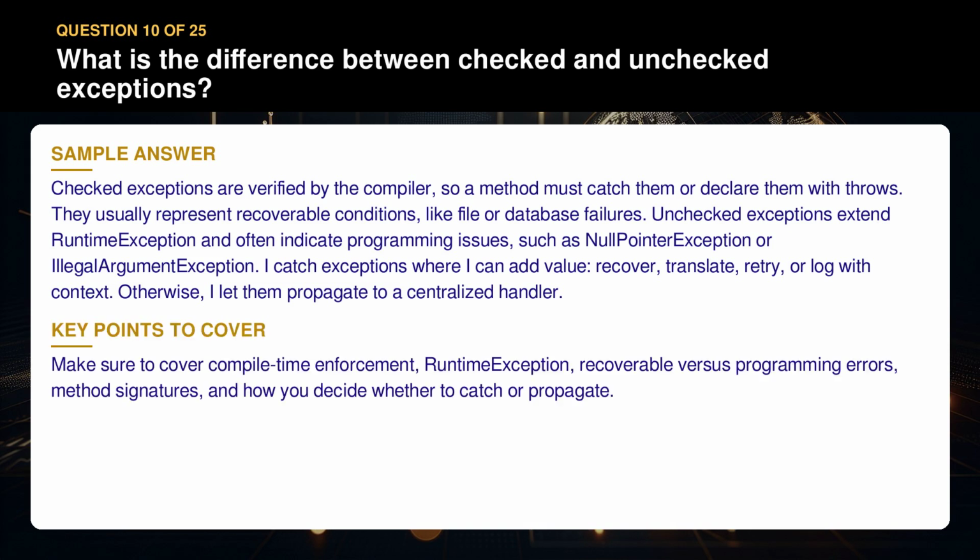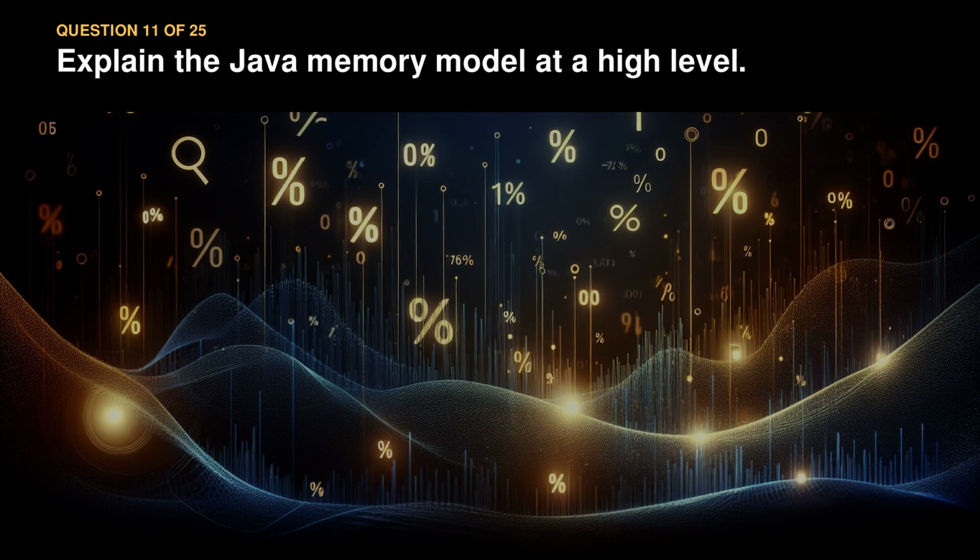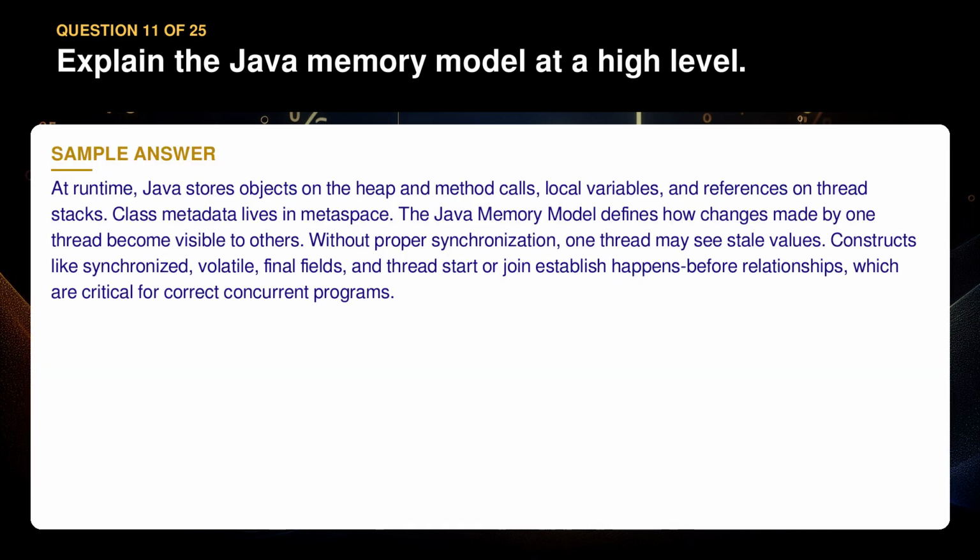Make sure to cover compile time enforcement, runtime exception, recoverable versus programming errors, method signatures, and how you decide whether to catch or propagate. Question 11. Explain the Java memory model at a high level. At runtime, Java stores objects on the heap, and method calls, local variables, and references on thread stacks. Class metadata lives in metaspace.